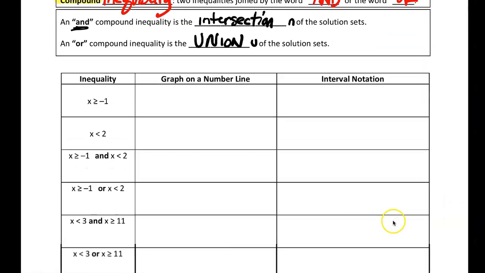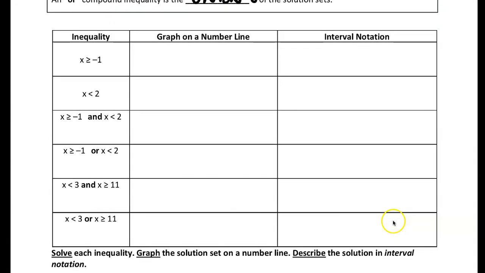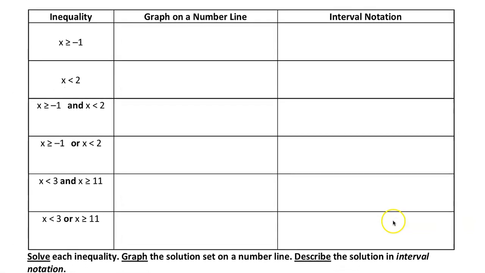So let's look at a few inequalities. This should be review. I believe interval notation might be a review for you as well, but it's always good to review, make sure everybody's on the same page. So we have x is greater than or equal to -1 on a number line. We would graph -1, and we're going to go this way.